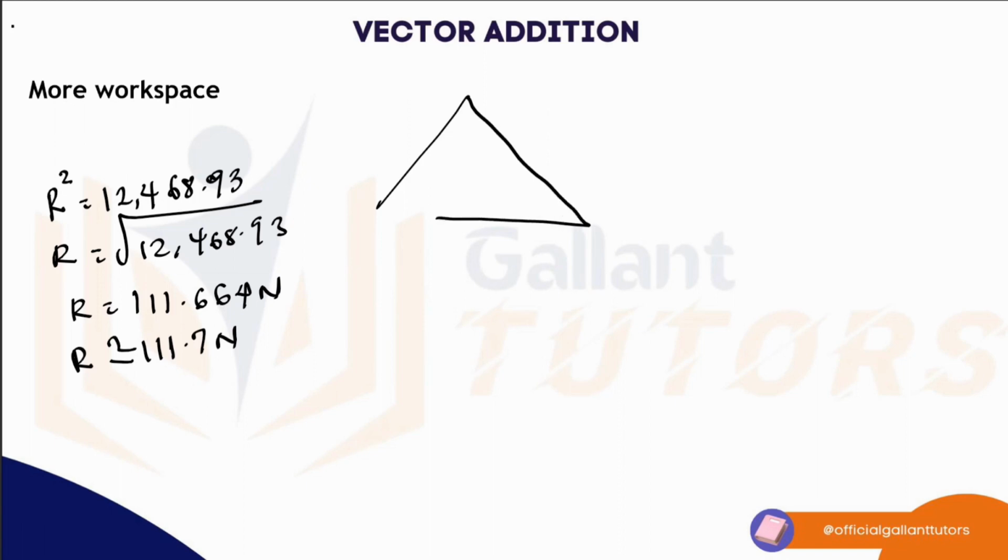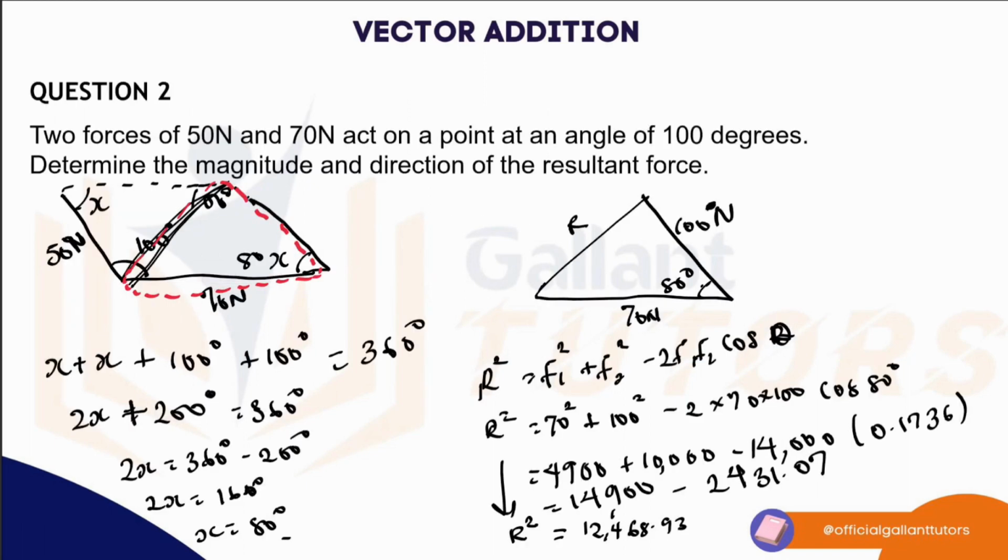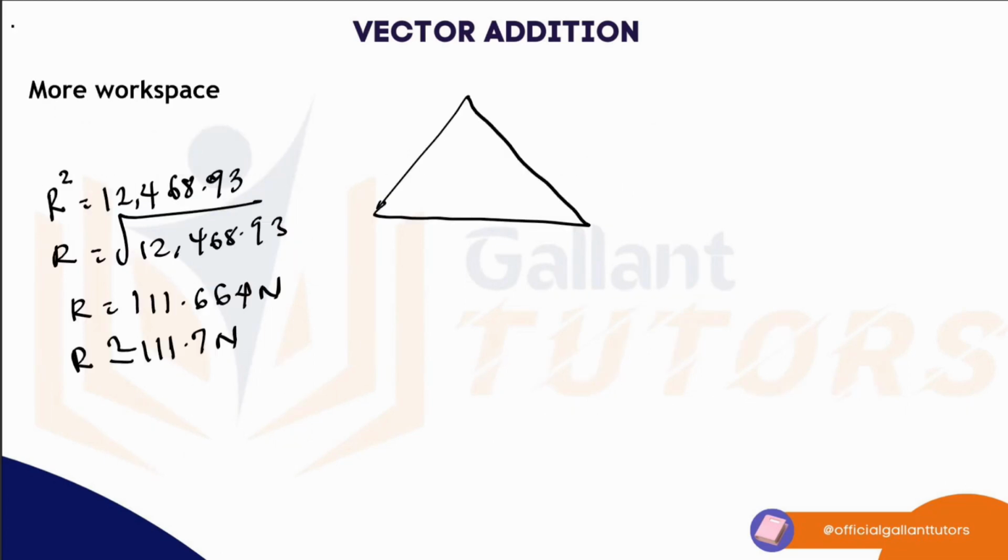So if we are to redraw it, this is how it's going to look. So we have our angle here as 80 degree, 70, 100, and our resultant. So this 80 degree, 100 Newton, 70 Newton, and here as what, 111.7 Newton, right? So this will be our direction. So let's make it fast. I'm not going to tell you about sine rule and the rest like that. So let's just move on.